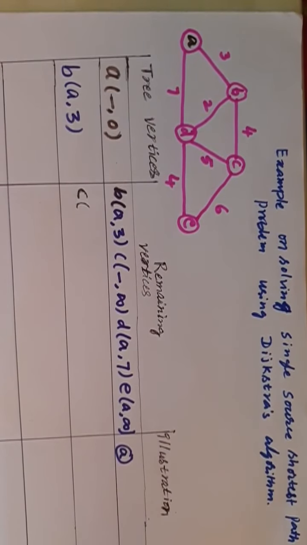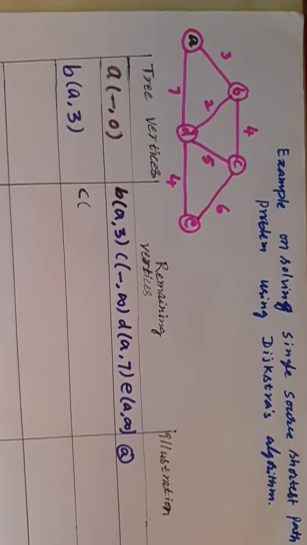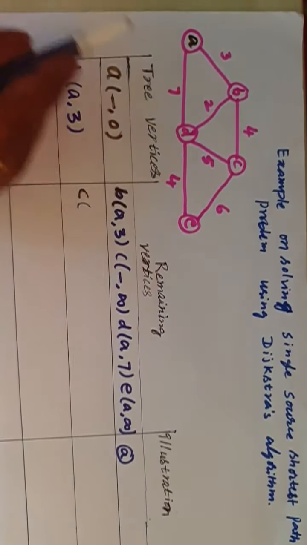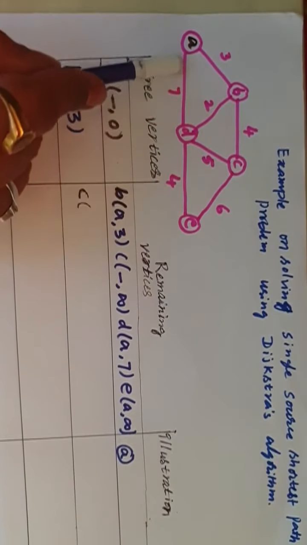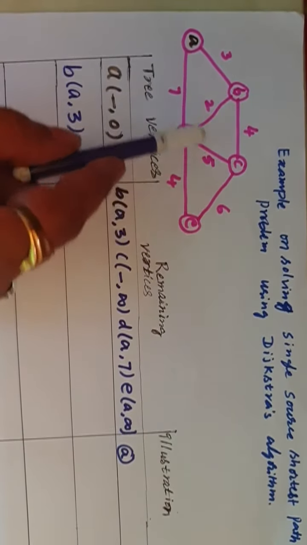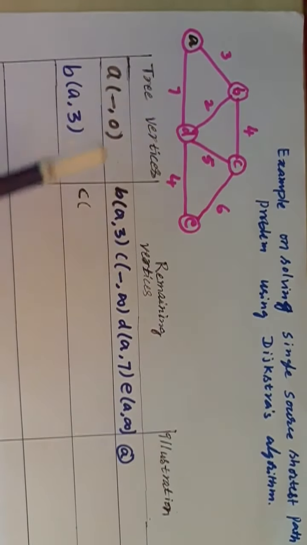Today I'm going to explain how to solve a single source shortest path problem using Dijkstra's algorithm. This is the given graph, the weighted graph. It's a weighted undirected graph. You can observe here I have five vertices and the edges are associated with weights. First let me explain how to solve this problem.